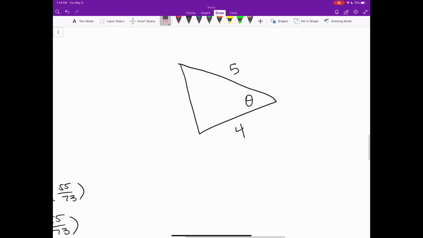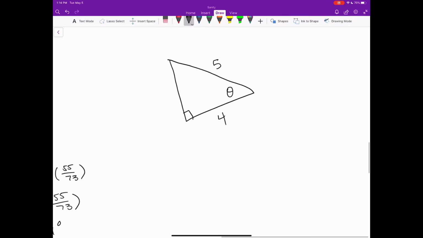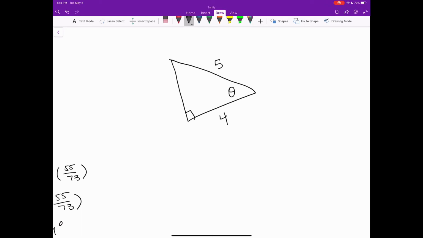Okay, and then this last one here, oh, I just got rid of my triangle. There it is. This last one here, the same thing. We're going to use cosine inverse in order to find that theta. So I'm just going to write my cosine ratio real quick. Cosine of theta is adjacent of 4 over my hypotenuse of 5. To solve for theta, I would take the cosine inverse on both sides.